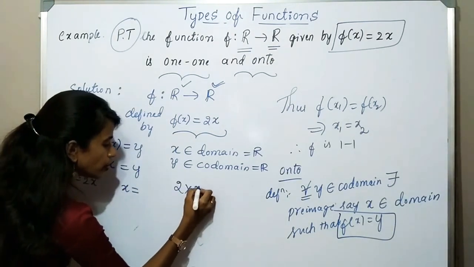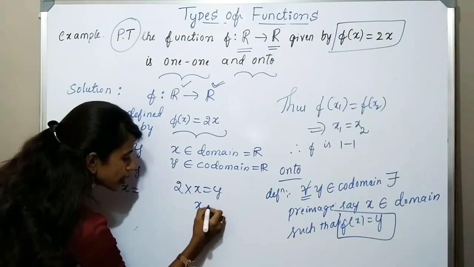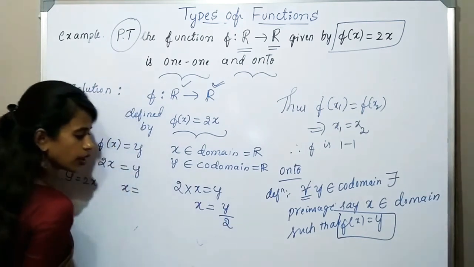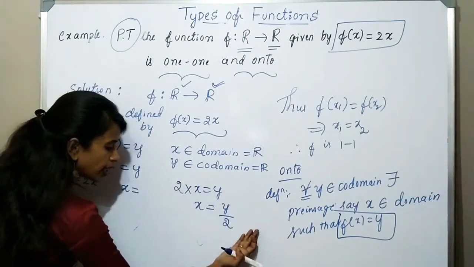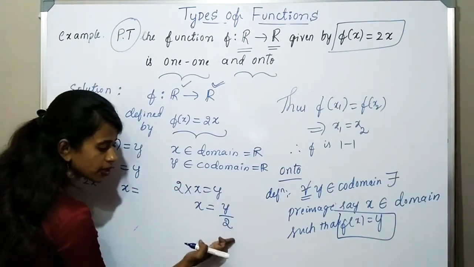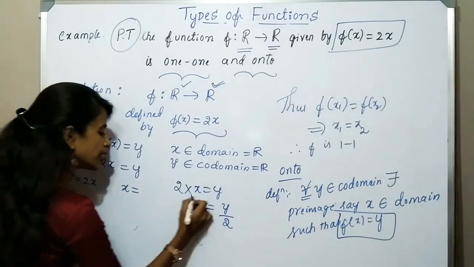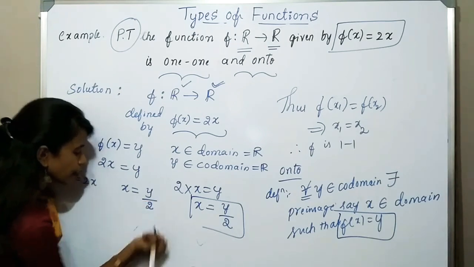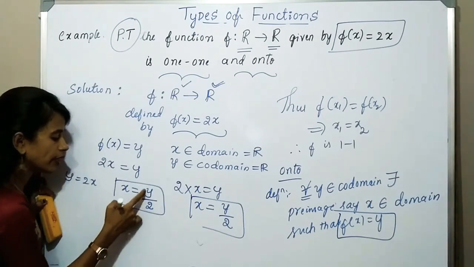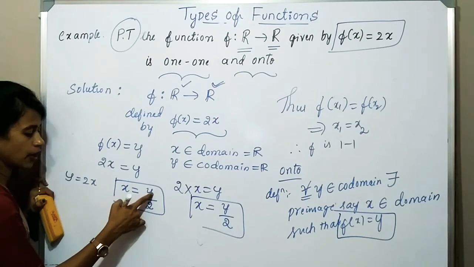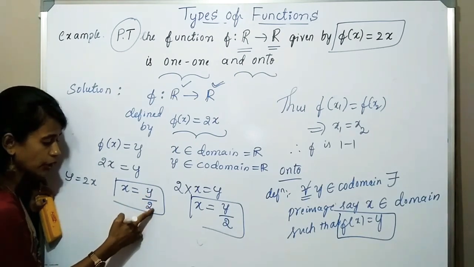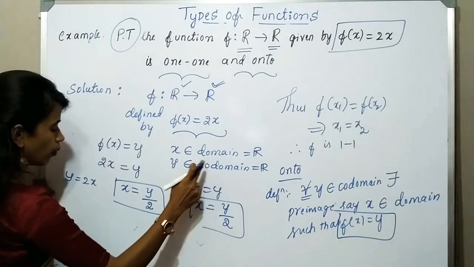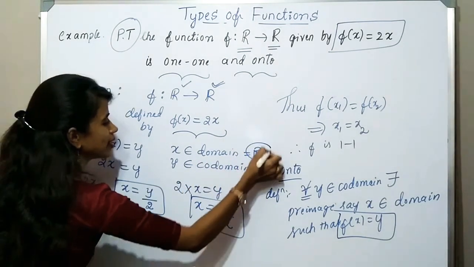If we have 2 into x is equal to y, then x is equal to, here into 2 becomes divided by 2. If we have plus, then it becomes minus. If we have into, then it becomes divided by. Okay. So that is x is equal to y by 2. Clearly y by 2, take any real number, if we divide that number by 2, clearly belongs to the domain, because the domain is real number.